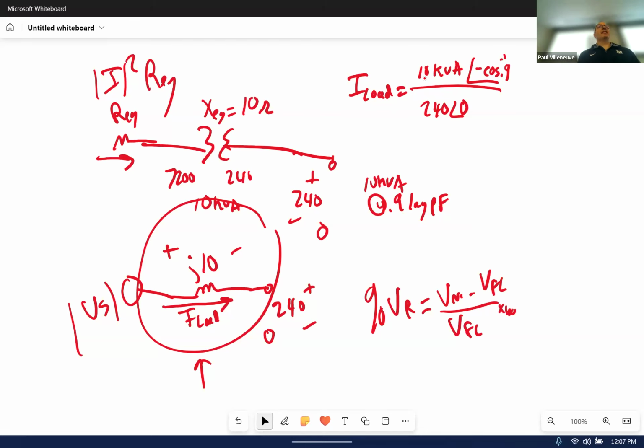Anything left? Yes, sir. So 50 and 60, right? Fine. Yes. Unless we start getting into machines, sometimes you're looking at 50 hertz machines, otherwise it'll be 60 hertz.